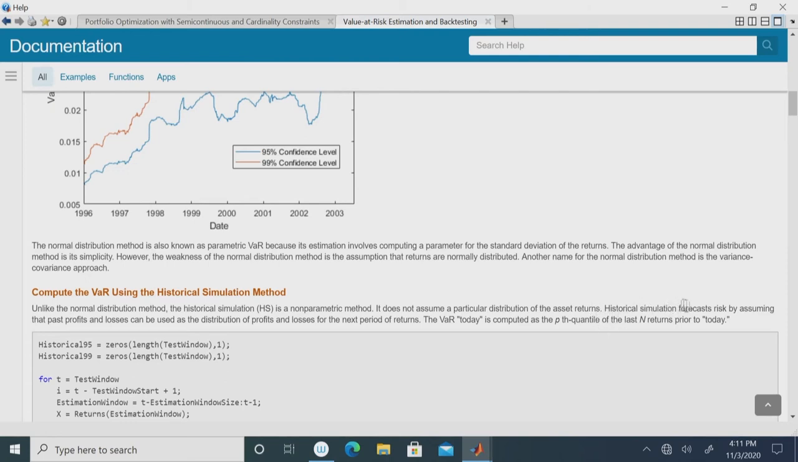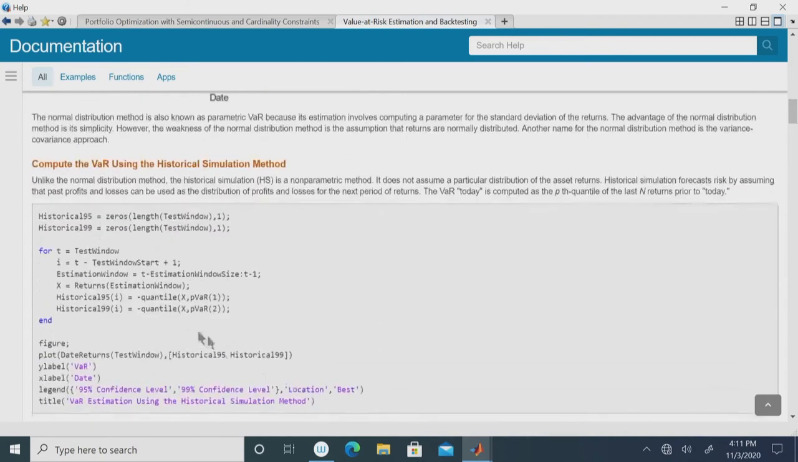Now, historical simulation forecasts risk by assuming that past profits and losses can be used as the distribution of profits and losses for the next period of return. So, what you do is the following: you look at the historical returns, which you set as x.